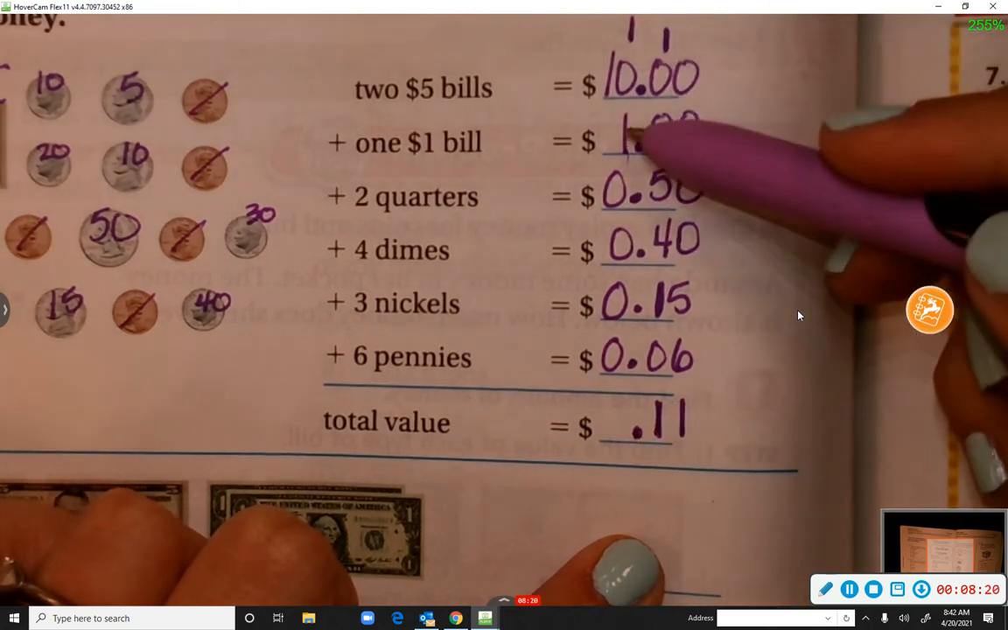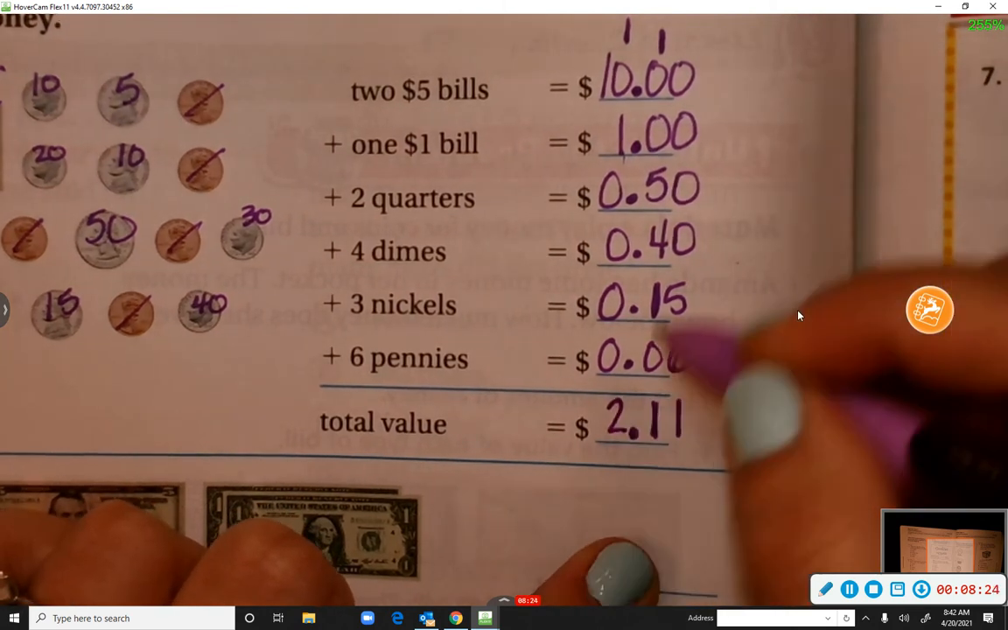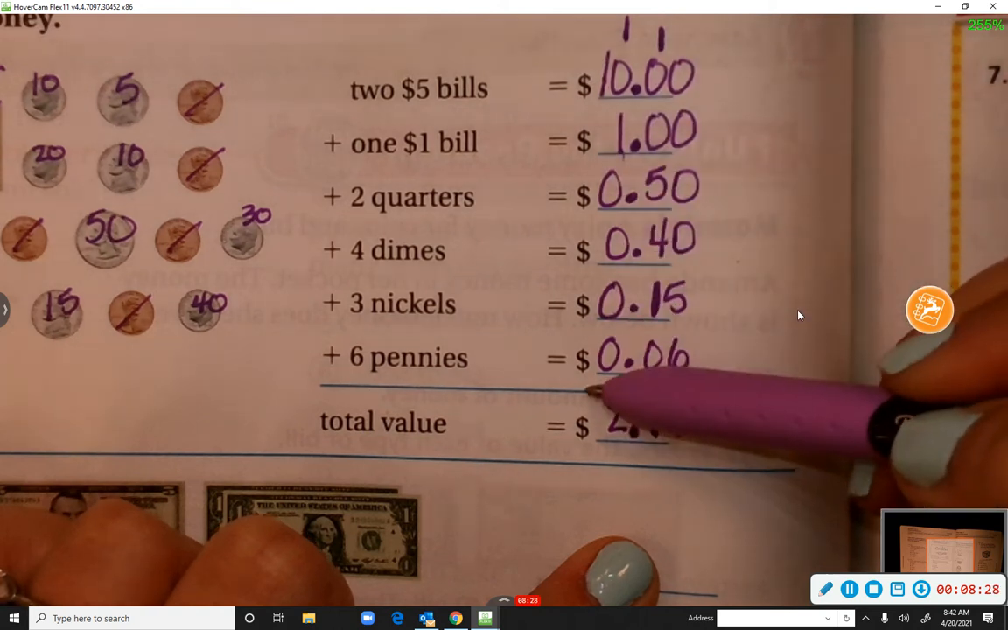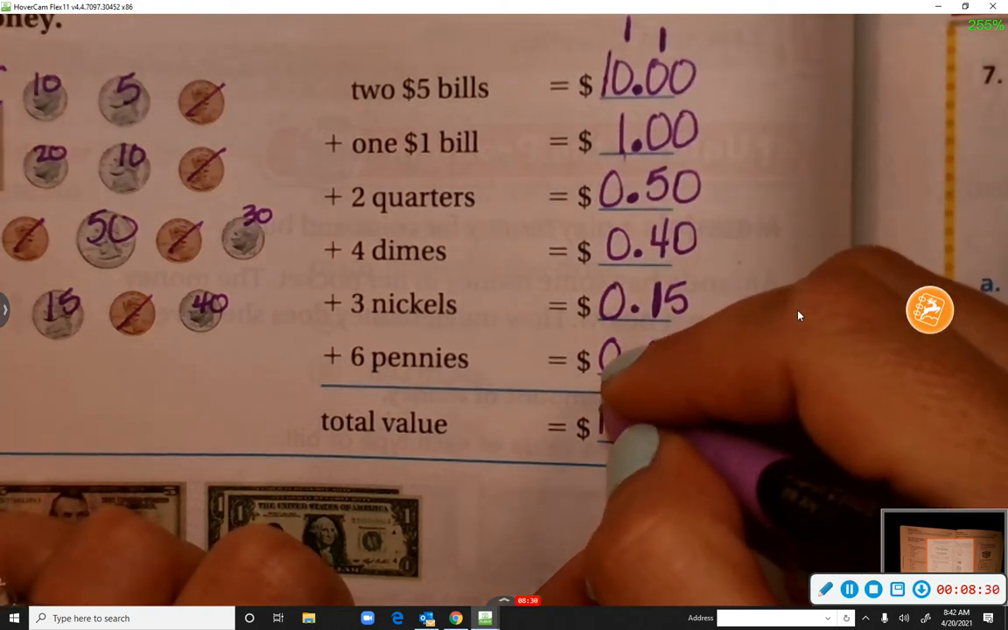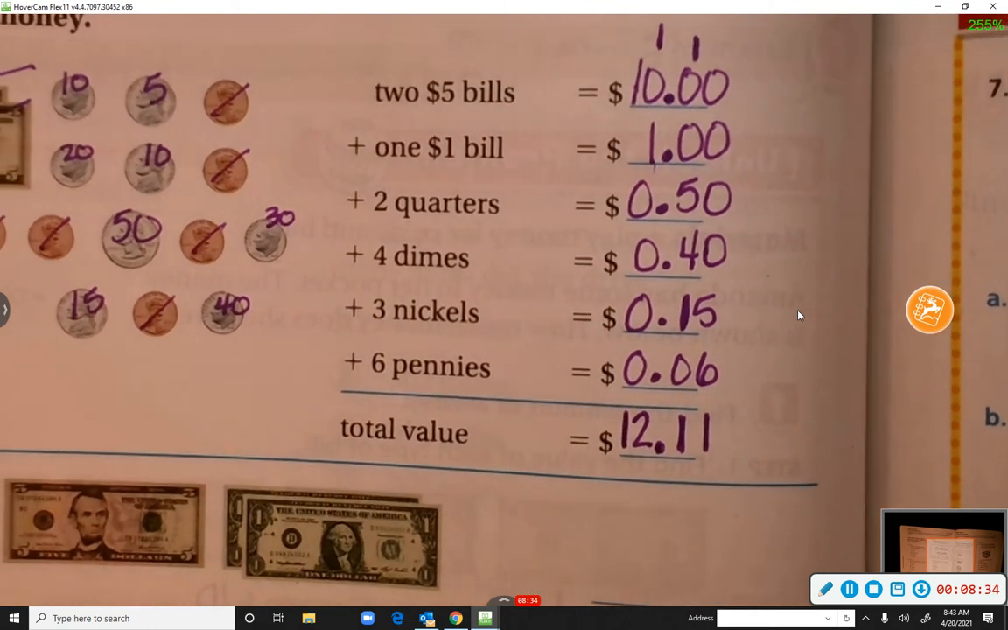So I have 1 plus 1, 2. And 1 plus nothing. So we just bring it down. $12.11.